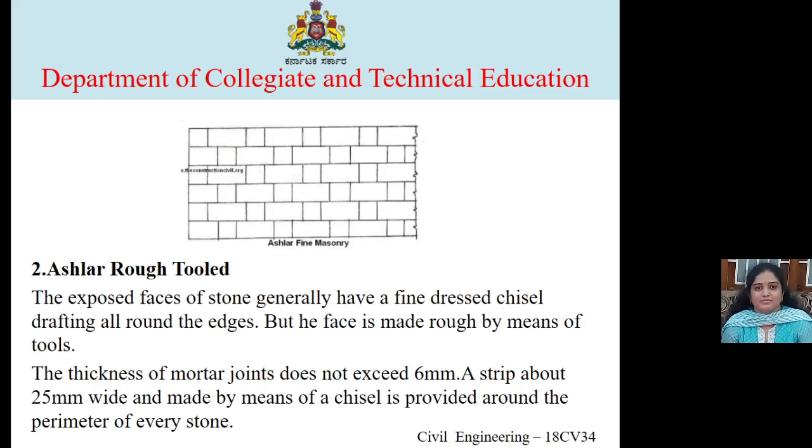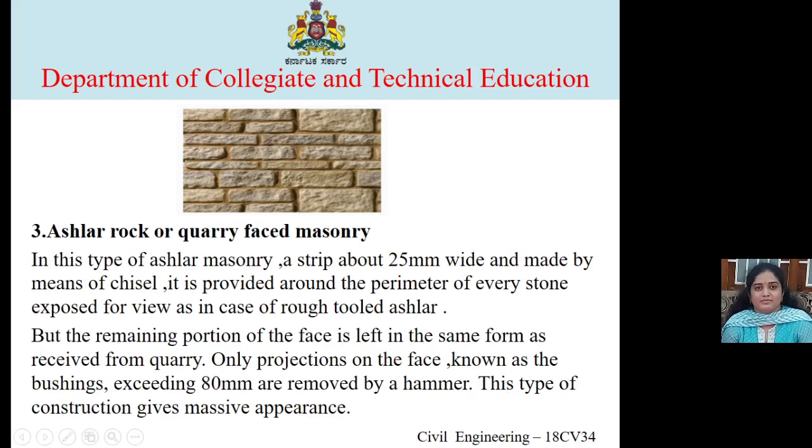So this is regarding the ashlar rough tooled. Here the thickness of the mortar joints does not exceed 6 mm. A strip about 25 mm wide and made by means of chisel is provided around the perimeter of every stone, that you can see here.